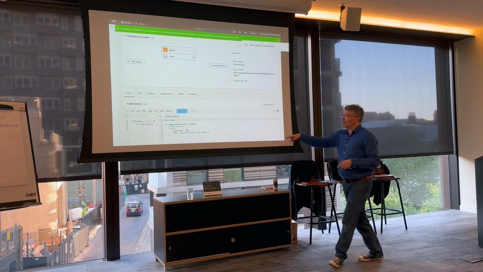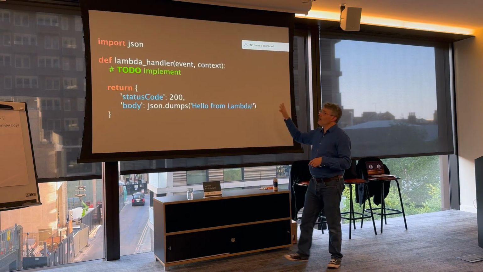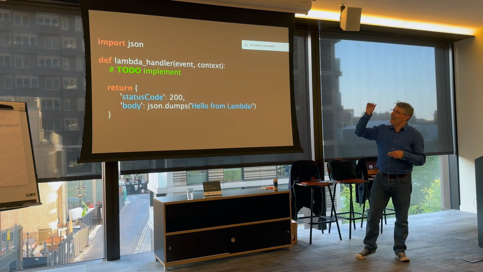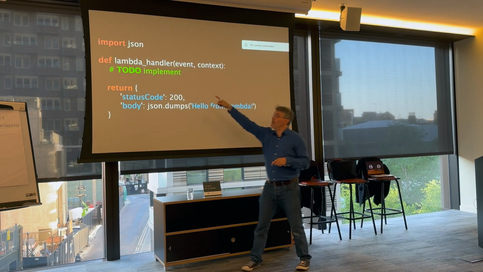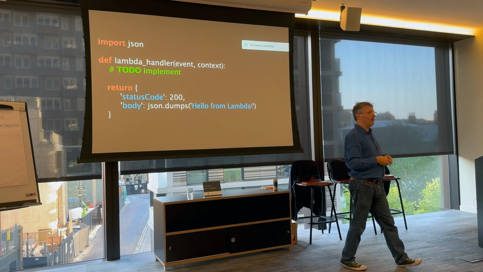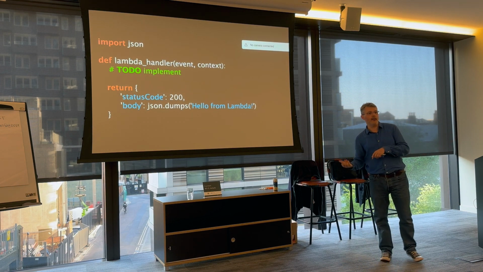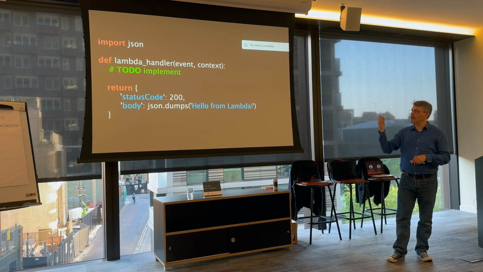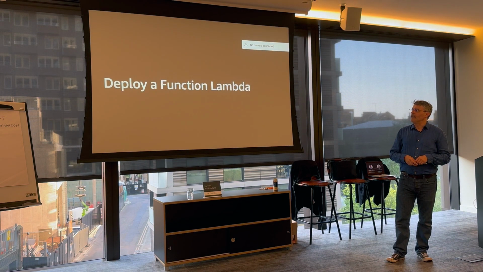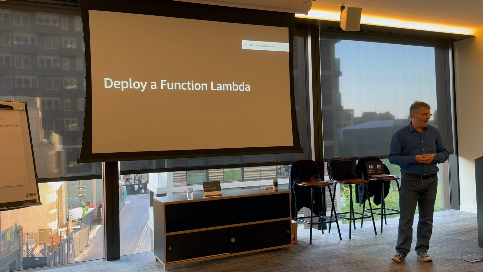For small functions, you can write the code there. Code is quite simple. This is a Python example because so far I didn't talk about Swift and Lambda yet. You have a function which is the entry point, Lambda handler, given event and context, and then you return something. In this example, it's for an HTTP API, so I return an HTTP status code and a body with a JSON, hello from Lambda. Then you can monitor that, how many invocations there are, how much memory is used, how many concurrent invocations, errors, and generate alerts, etc.